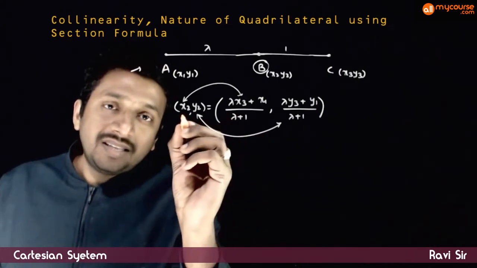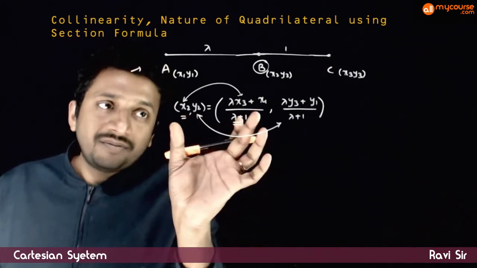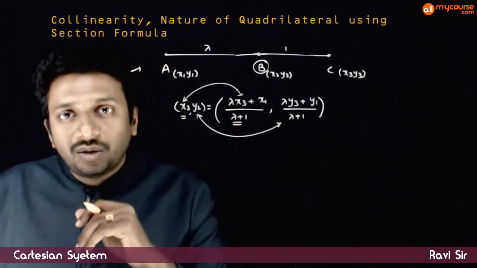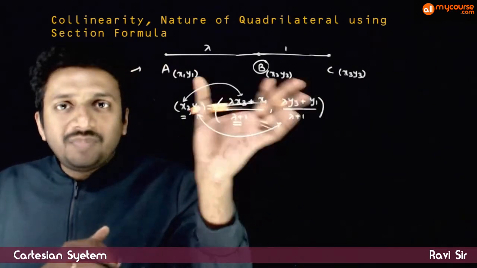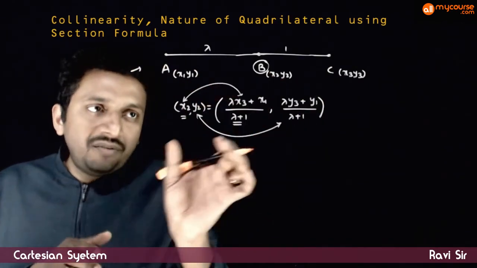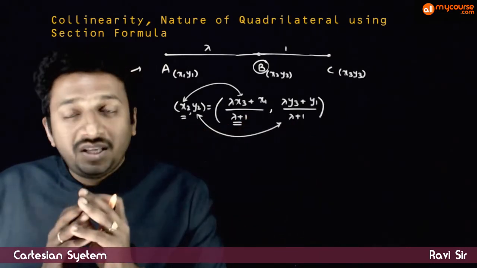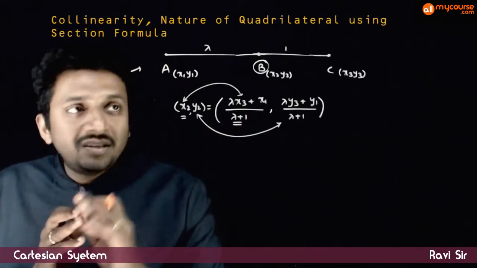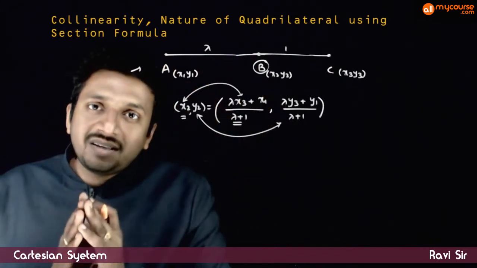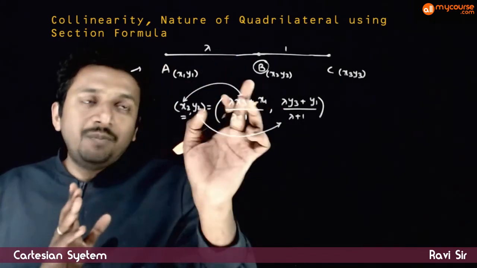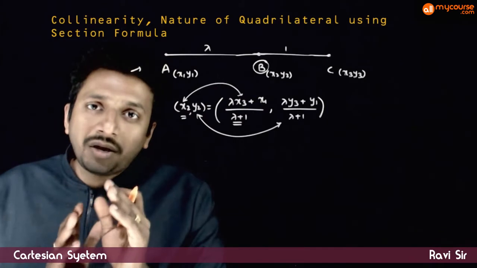So if you get the same values of lambda from the first equation and the second equation, that means A, B, C are collinear. If you get different values of lambda from these two equations, that means that B lies outside the line segment AC and A, B, C are non-collinear.